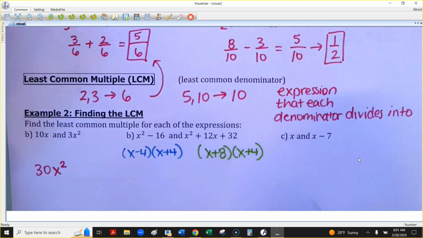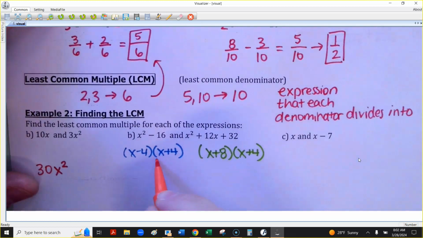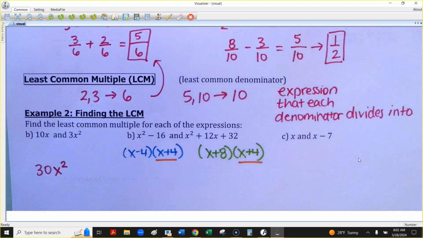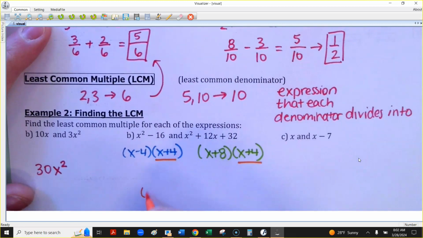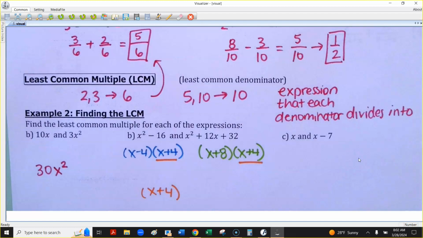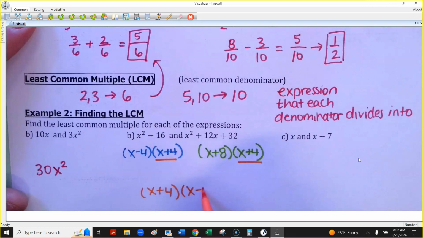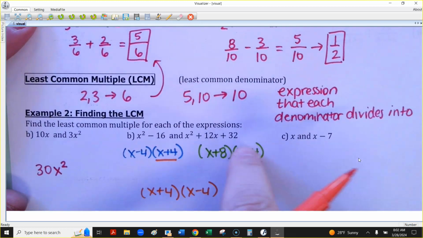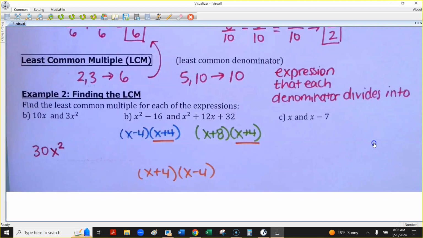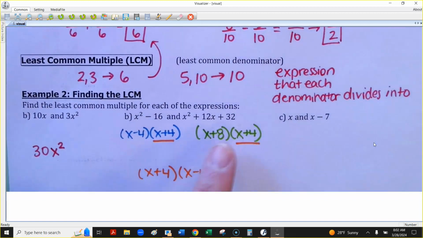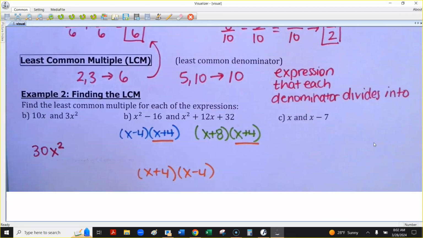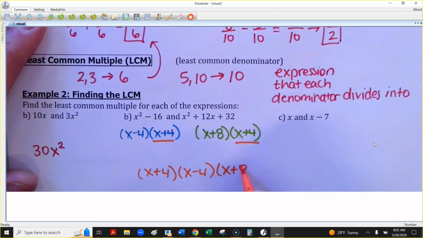Okay, now here's how this works. The least common multiple between both of these, you have to get something that both of those would divide into. So here's the deal. They both already have an x plus 4. So that's going to be part of your answer. Now, this one has an x minus 4. So if we were creating a common denominator, this one would need that. But I'm just going to write the least common multiple here underneath. And this one has an x plus 8, but this one doesn't. So as part of my least common multiple, I would need that x plus 8.